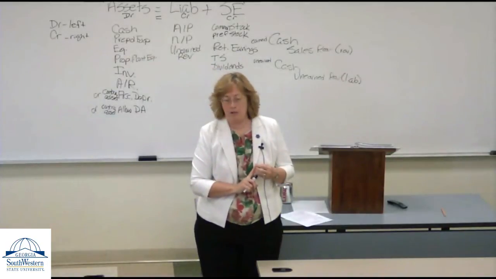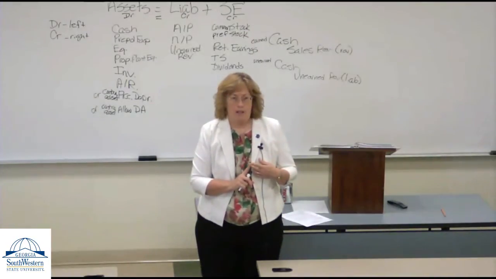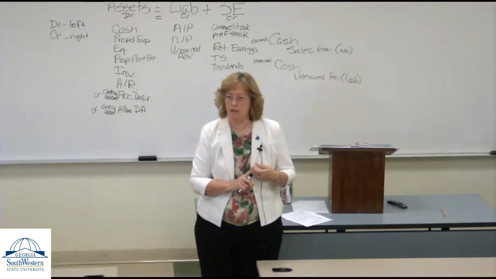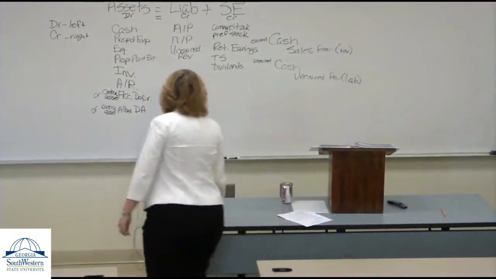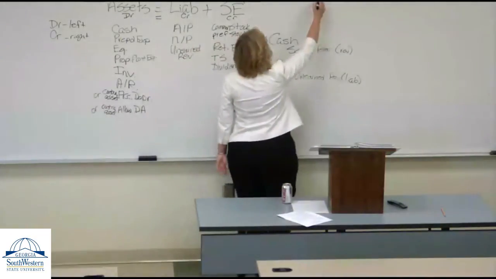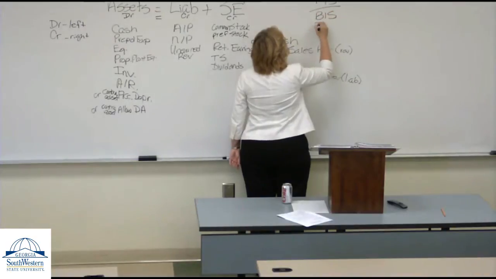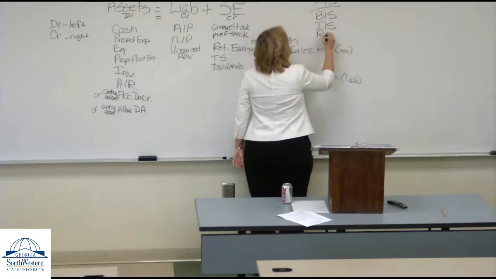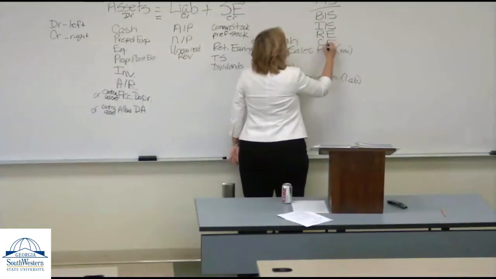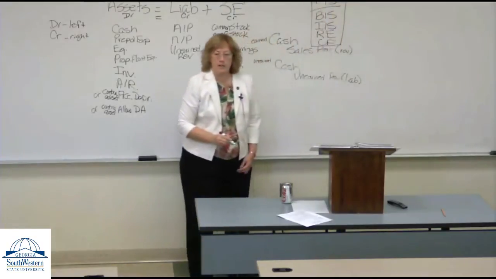Okay, so there are 4 kinds of financial statements. We've just talked about the balance sheet. Anybody want to go with another kind? The income statement. Okay, so let's make a list of the 4 kinds of financial statements. We have the balance sheet, the income statement, the statement of retained earnings, and the statement of cash flows.